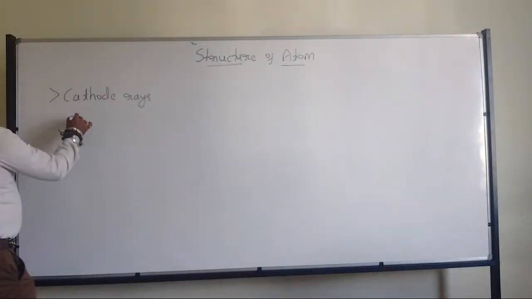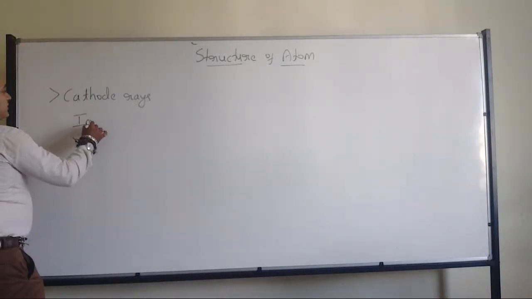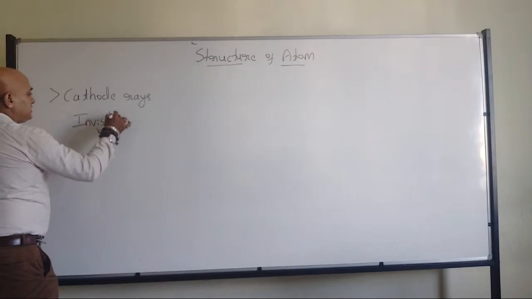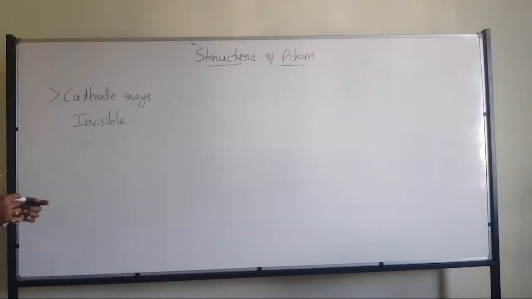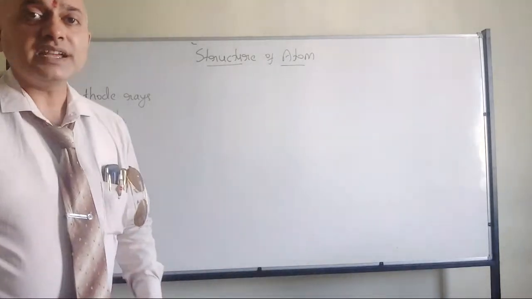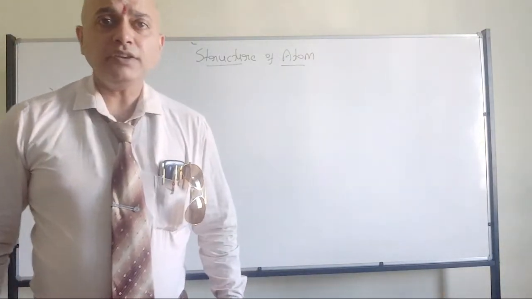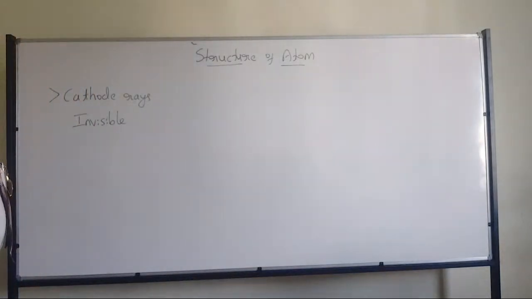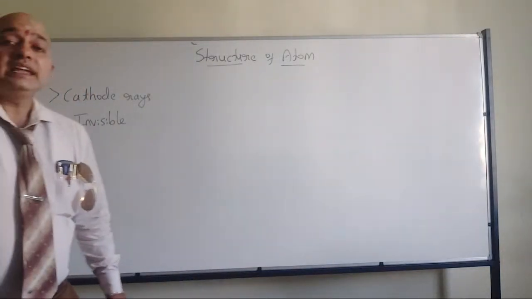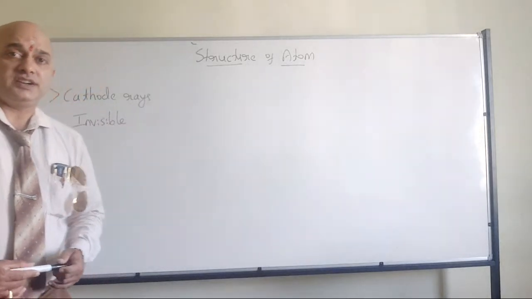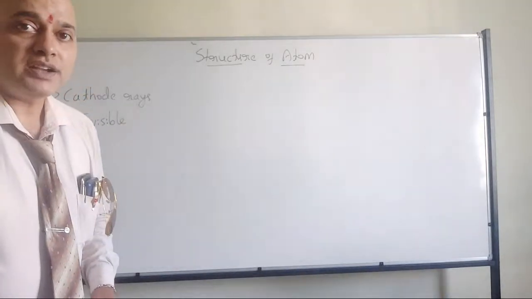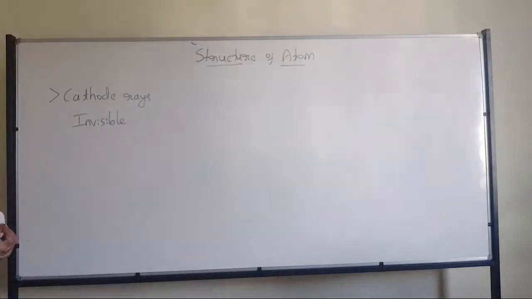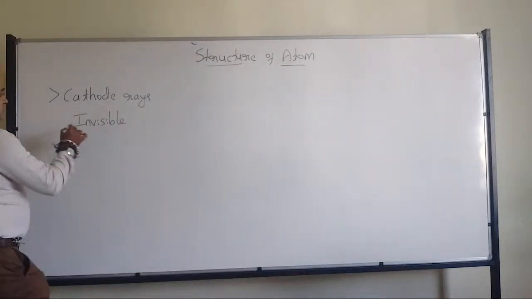So they are invisible, right? Can be detected by using fluorescent molecules, or photoluminescence molecules. That's where we have the cathode rays, which are actually invisible in nature. Next, what else we have discussed? Yes, nature and origination. Yes, invisible.